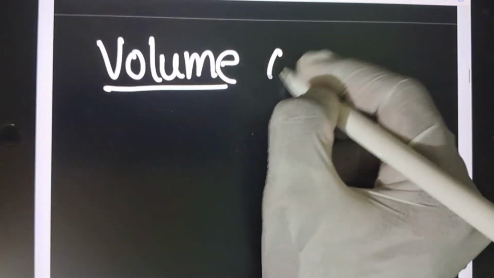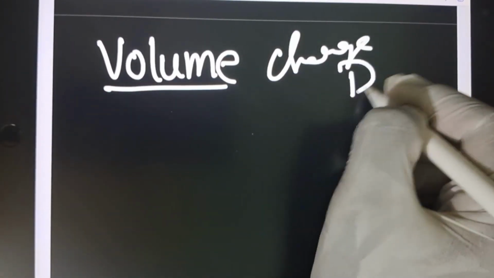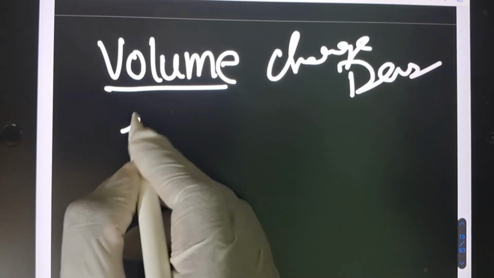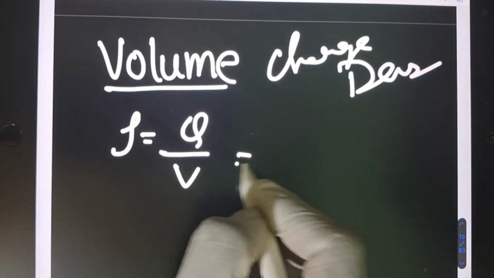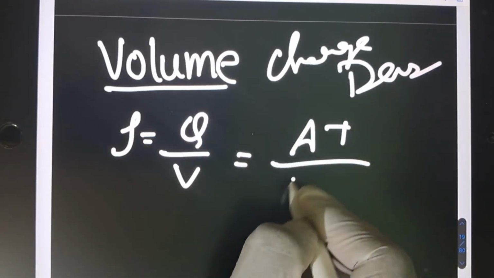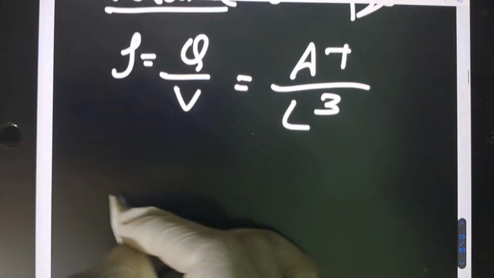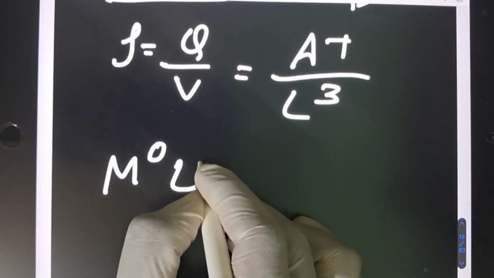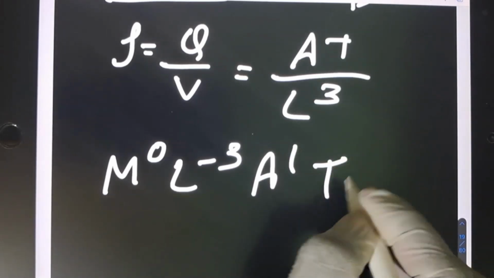Next, volume charge density. Rho is equal to charge by volume. So volume dimensional formula is L cube, length into breadth into height. A into T, charge by L cube. M power 0, L power minus 3, A power 1, T power 1.